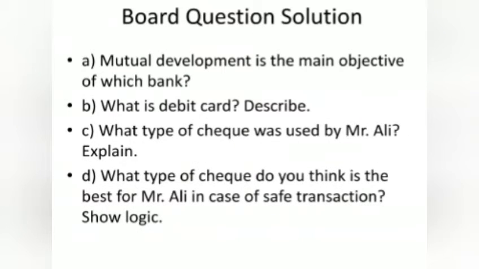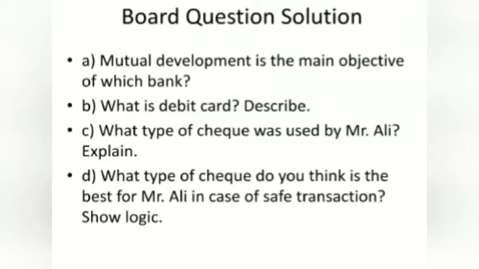These are the questions. First one is question number A. Mutual development is the main objective of which bank? This question is for 1 mark. Then, what is debit card? Describe. You have to describe this question because this question is for 2 marks.